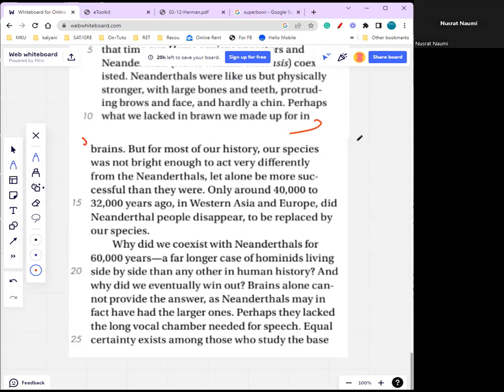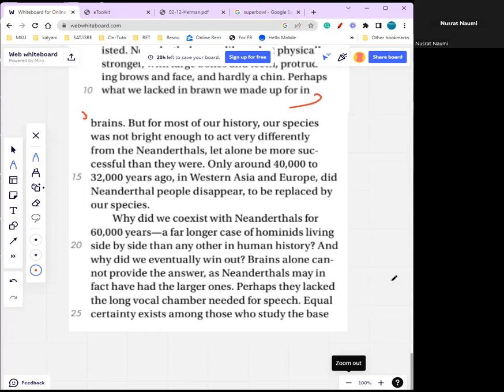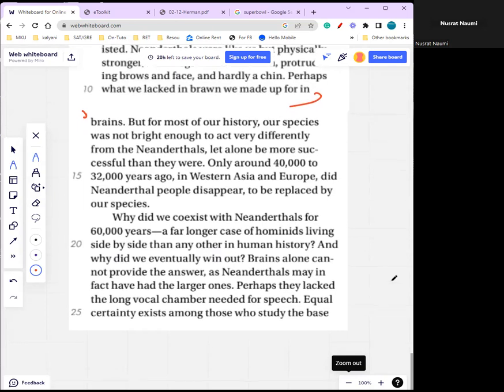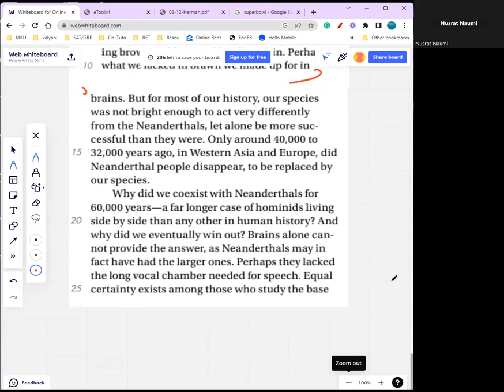But for most of our history, our species was not bright enough to act very differently from the Neanderthals, let alone be more successful than they were. Only around 40,000 to 32,000 years ago, in Western Asia and Europe, did Neanderthal people disappear to be replaced by our species.